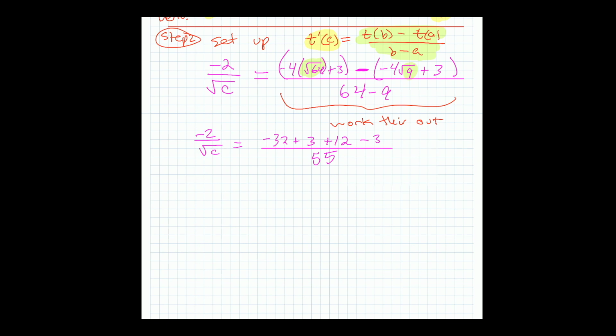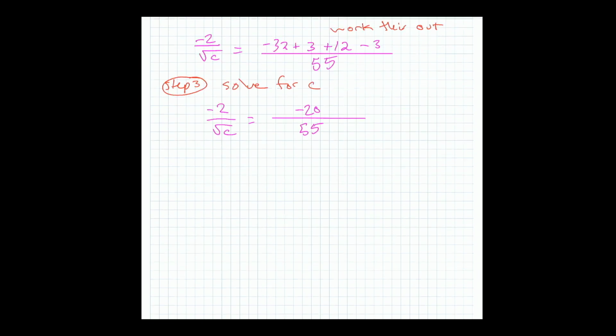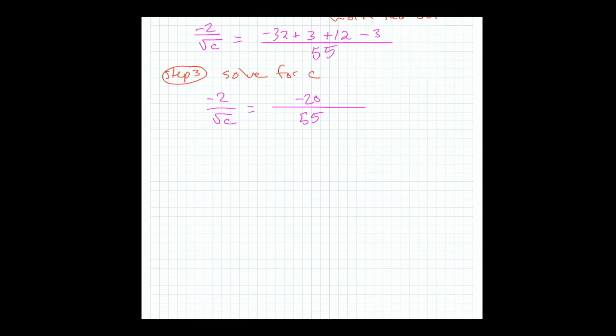So once you got that, we're just going to solve for c. I should have done a little bit of work before now, so work out that numerator. 3 minus 3 is 0. Negative 32 plus 12 is negative 20 over 55. So we're trying to solve this here. Negative 20 over 55, 5 goes into both of those. 5 goes into negative 20 4 times, and 5 goes into 55 11 times.